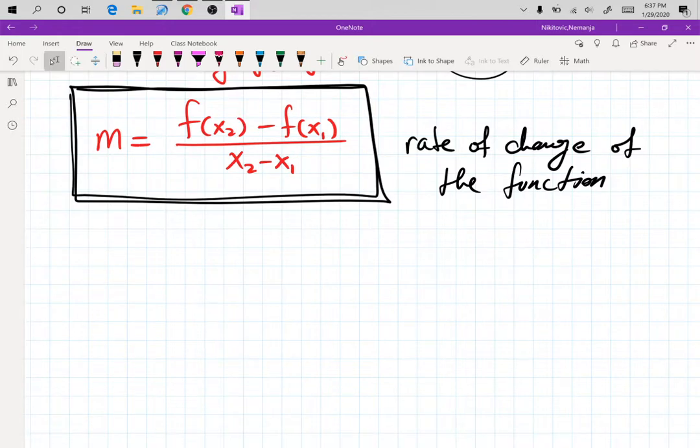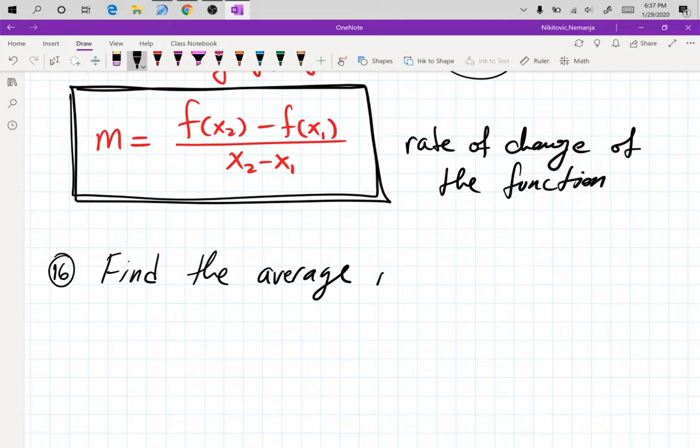All right, so first we're going to do the boring problem, right? This has no application. It just says find the average rate of change. So let's say problem 16. Find the average rate of change.